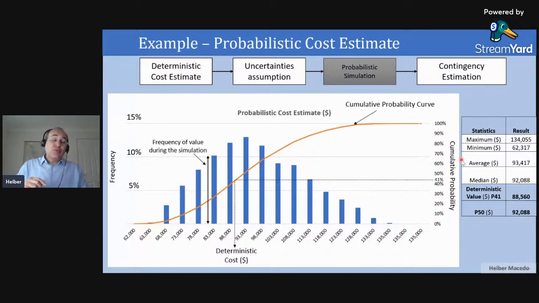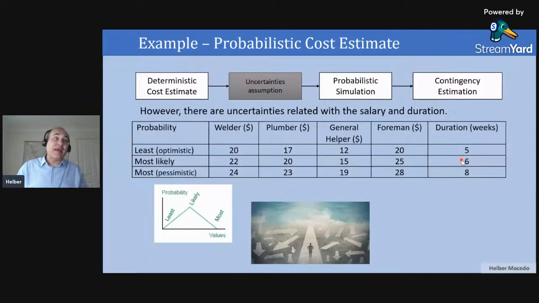So here I'm doing thousands of simulations. In each simulation, I have a different input. In simulation number one, I will use these numbers. In simulation number two, I will change the salary for the plumber. In simulation number three, I will change the salary for the foreman between these ranges. In simulation number four, I will change two salaries plus the duration. So I will make many scenarios to measure the uncertainties.